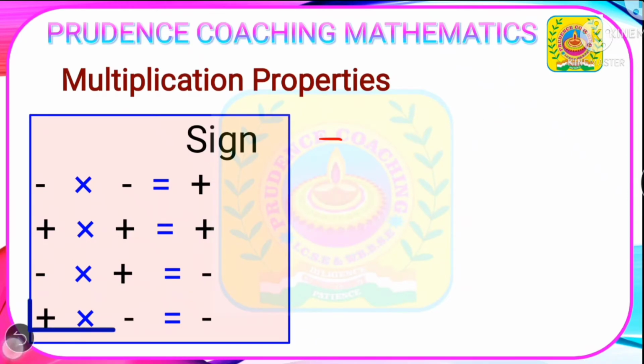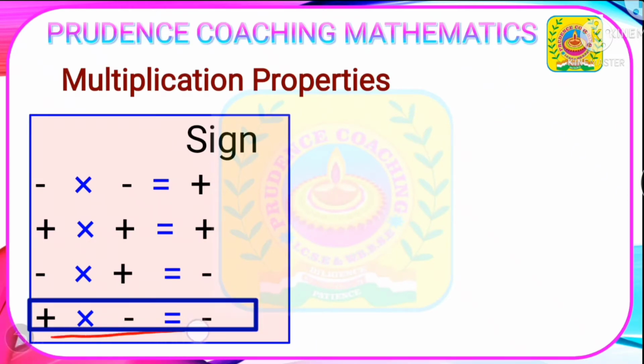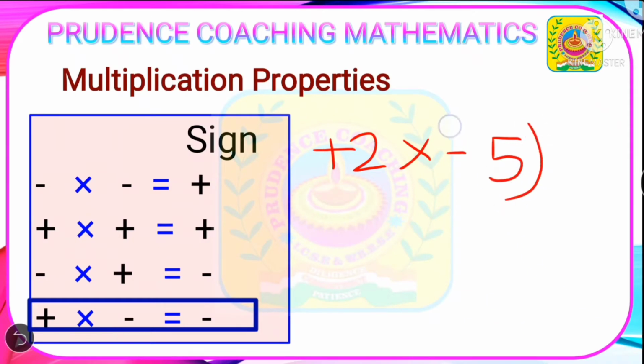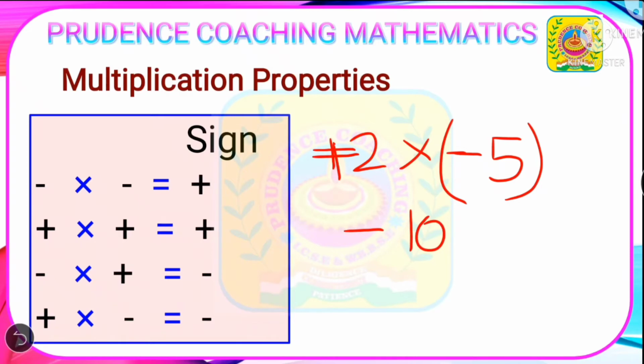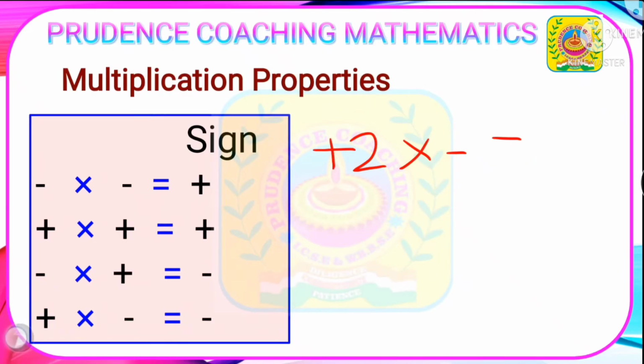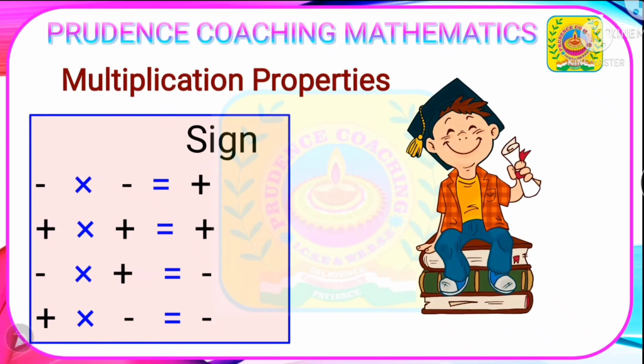Next one, or the last property, plus into minus will give you minus. So if we take plus 2 into minus 5, then calculation 5 into 2 you will get 10, but here we have plus and here we have minus, so the sign will be negative, so the answer will be minus 10. Now students, how are you going to remember this property of multiplication?